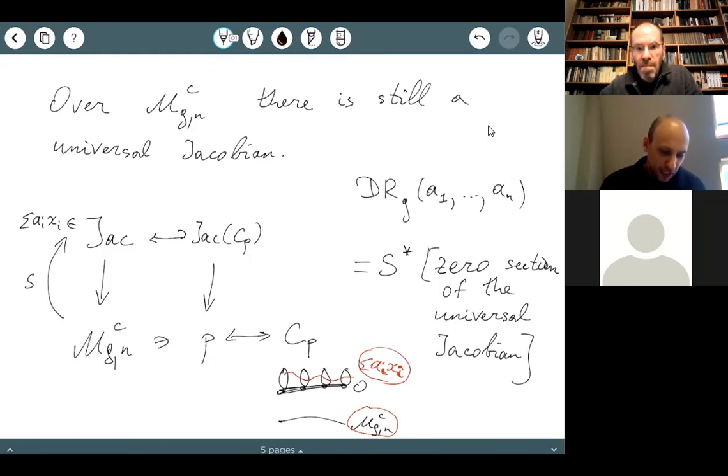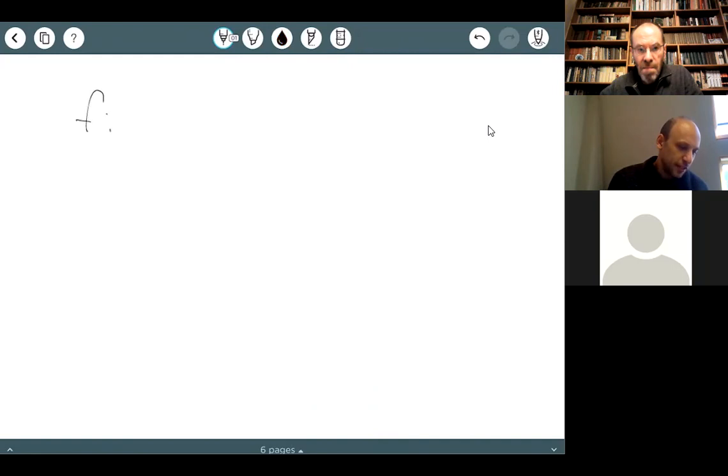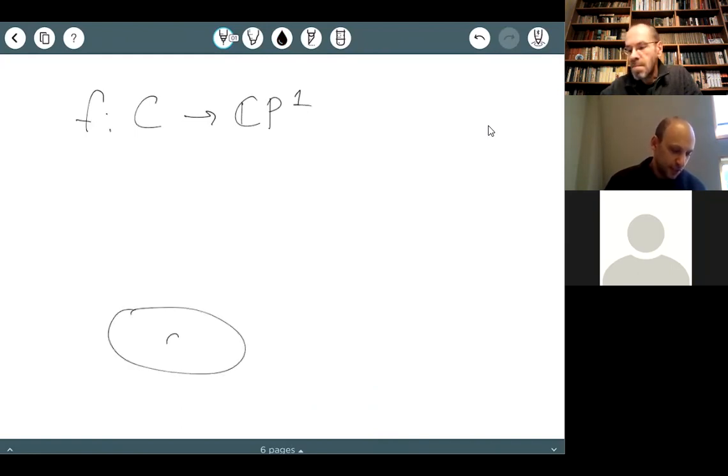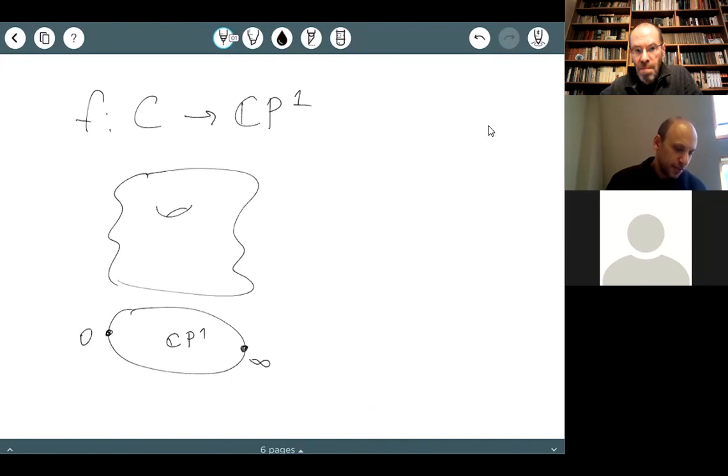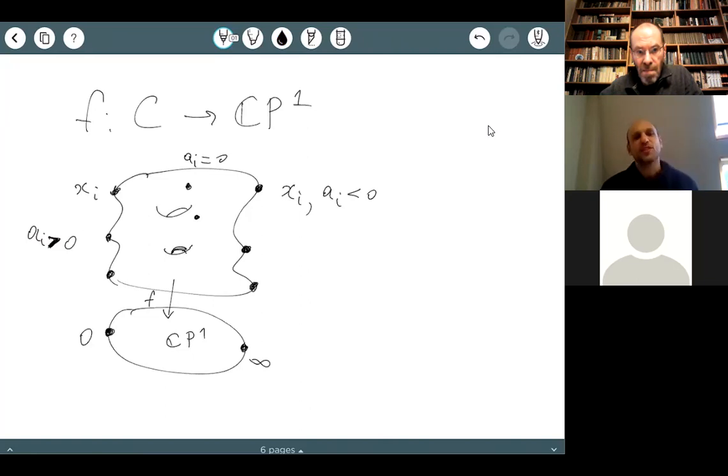And maybe just one comment, why is it called a double ramification cycle? It's because when you have a function from C to CP1, a meromorphic function, you can draw this picture like this. You have CP1 here with zero and infinity. And here is your curve. Here you have the points XI with AI positive. Here you have points XI with AI equal to zero. And over infinity, you have points XI with AI negative. So this is F, and it has a complicated ramification over zero and a complicated ramification over infinity. So it has two points of complicated ramification, and this is why it is called a double ramification cycle.